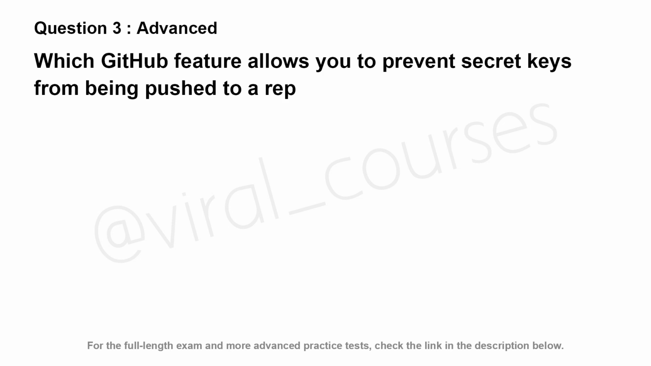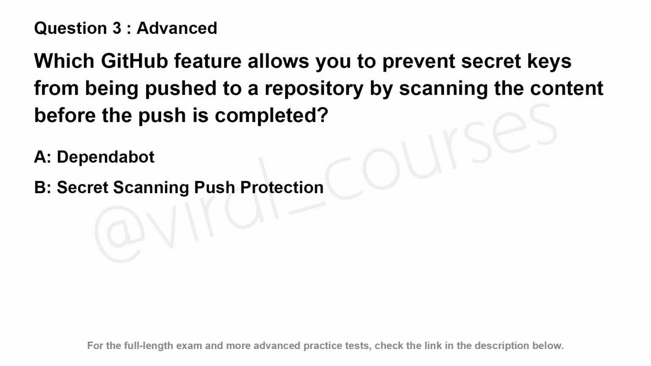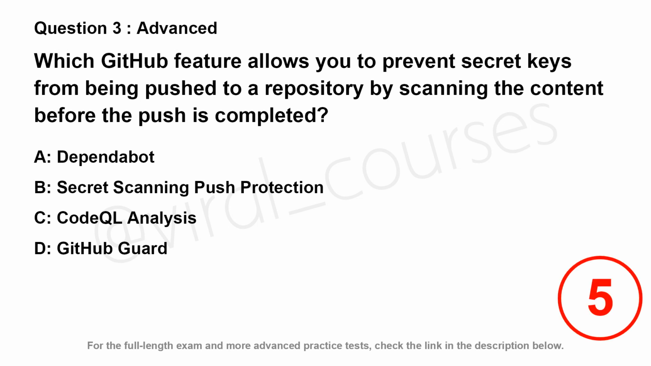Which GitHub feature allows you to prevent secret keys from being pushed to a repository by scanning the content before the push is completed? Option A. Dependabot. Option B. Secret scanning push protection. Option C. CodeQL analysis. Option D. GitHub Guard.